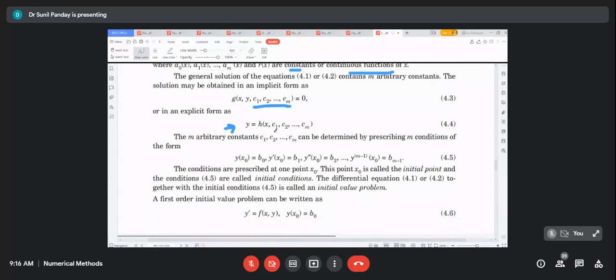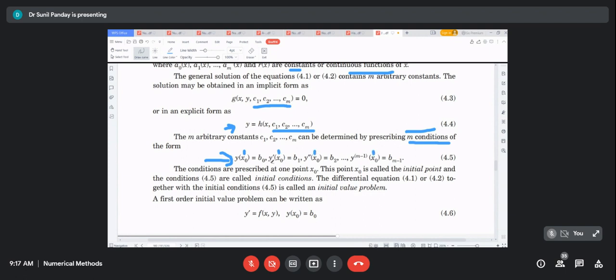And these arbitrary constants c1 up to cm can be calculated by using the specified conditions. Since we have m arbitrary constants, we require m conditions, and they can be of other forms also. First we see this one: y of x naught equals b naught, y dash of x naught equals b1, y double dash of x naught equals b2, and the (m minus 1)th derivative at x naught is b(m minus 1).